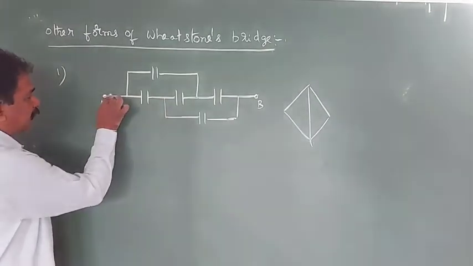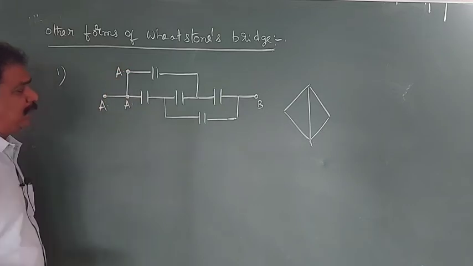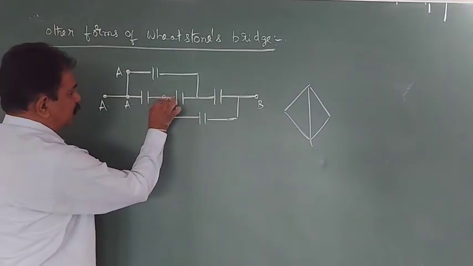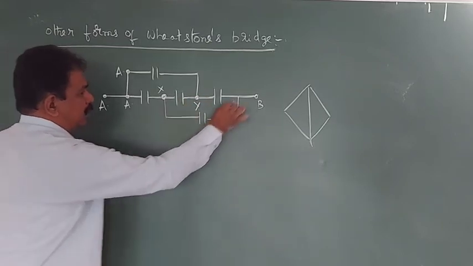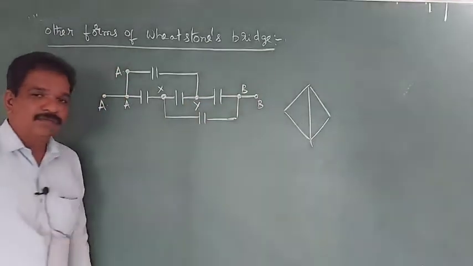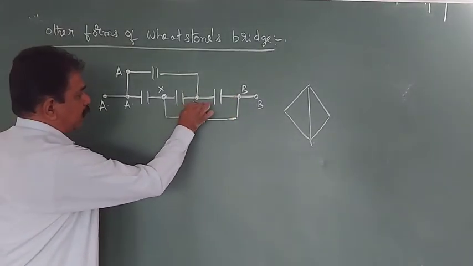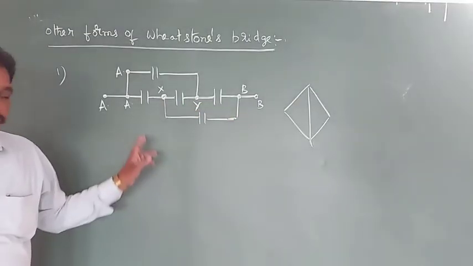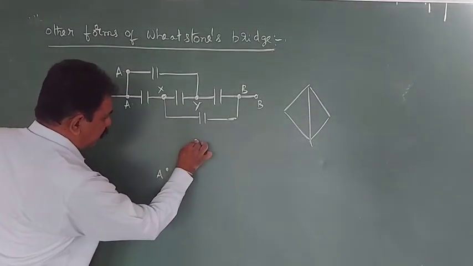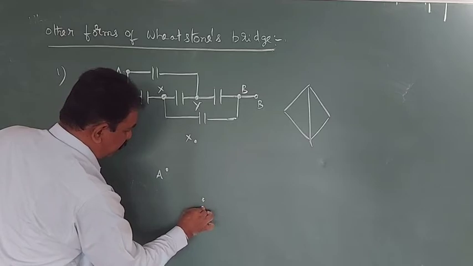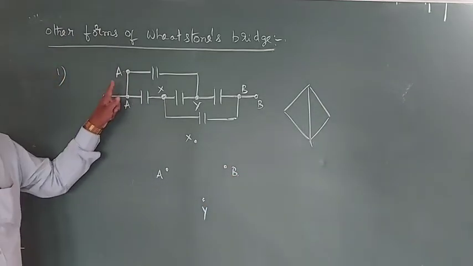Here A is there, na? Here also it will be A. Here also it will be A. I am assuming this point is X, this point is Y, here also it will be B. Here B means here also it will be B. This point I am assuming as Y. If we redraw this circuit, A here I am taking, here X, here Y, here B I am taking. Redraw the circuit.